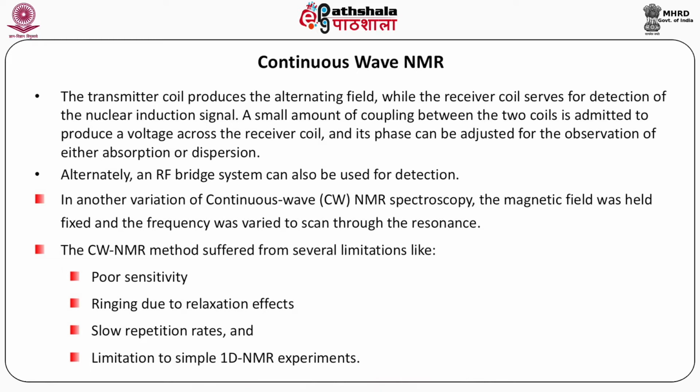varying the magnetic field. The continuous wave NMR method suffered from several limitations like poor sensitivity, ringing due to relaxation effects, slow repetition rates and limitation to simple 1D NMR experiments. So, it was the early spectrometer that was made by various companies like Varian and JEOL, and later it was replaced by Fourier transform or pulsed Fourier transform NMR spectrometers.